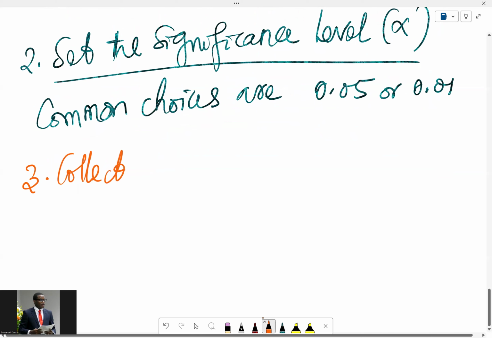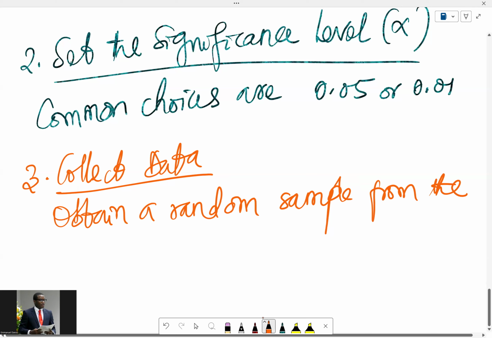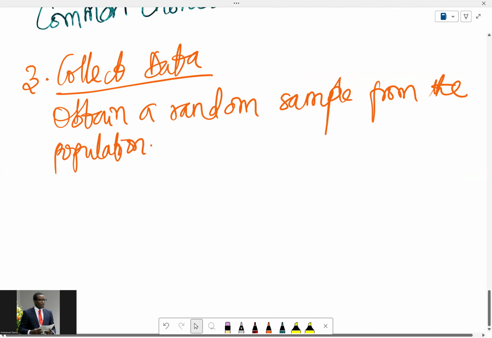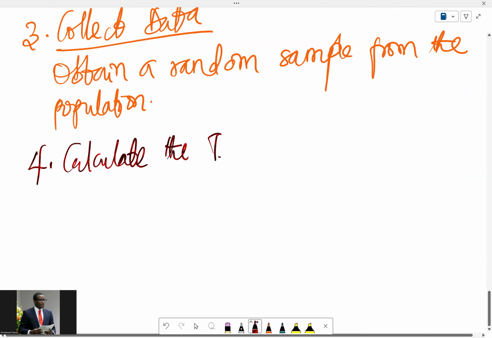Of course, collect data. Most times you already even have the data you want to use. So you just obtain a random sample from the population. So this might be in the form of the data you have already collected after administering your questionnaire also. So that works well. Then the fourth step is to calculate the test statistic.